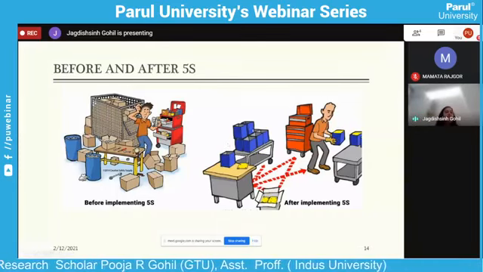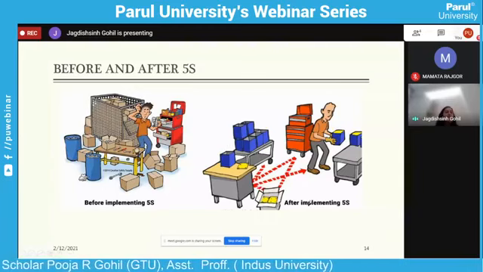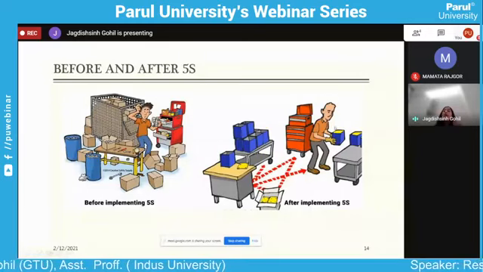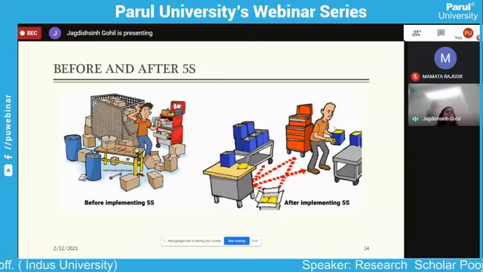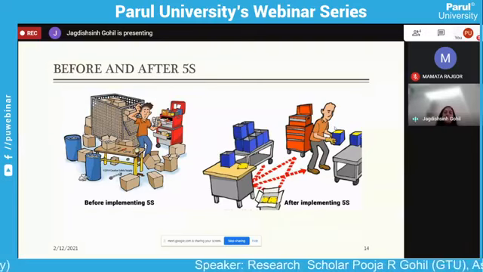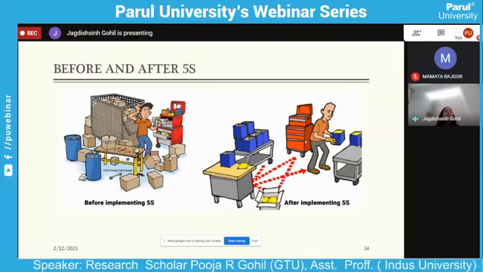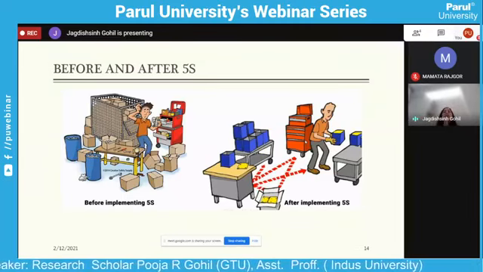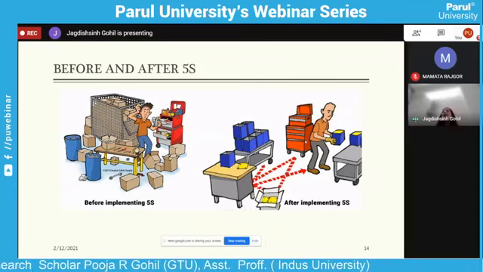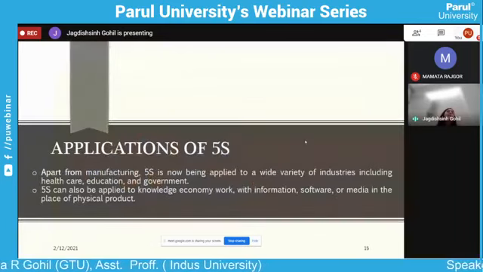After implementing 5S, if the things are in a proper manner, if you require something, you can immediately pick up that thing and move on to the next task. So just a simple image which can help you in understanding what is before 5S and after 5S at your workplace. Okay, so 5S is nothing but a simple concept of organizing your workplace, keeping it neat and clean, and then making it a habit to do it continuously, day to day. So this is before and after 5S.